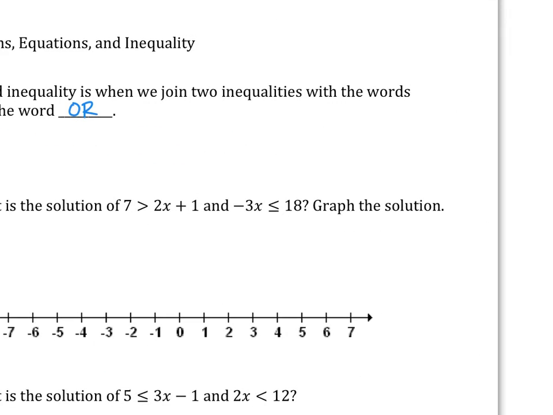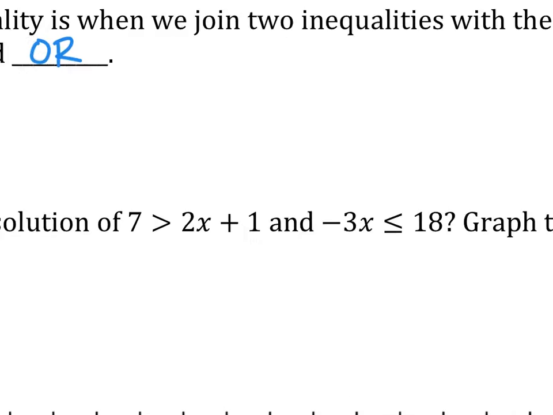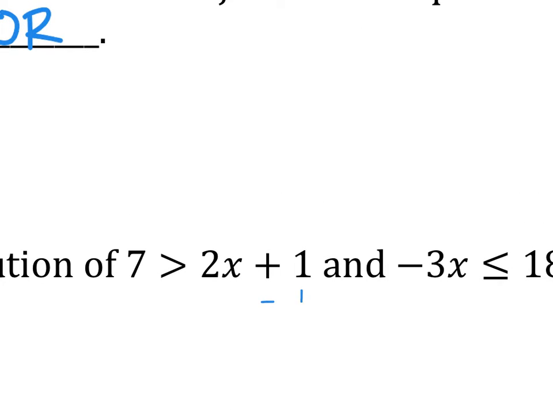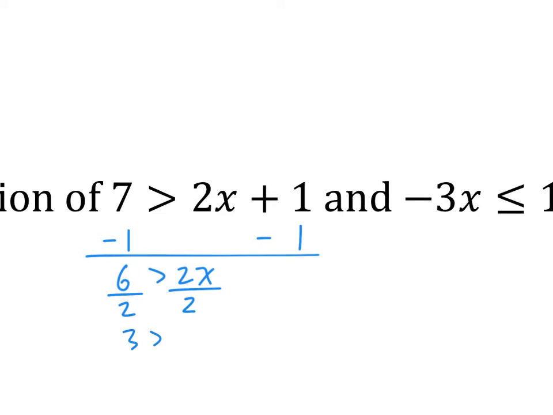What is the solution of this and this? Graph the solution. So this is pretty easy. What you want to do is just solve each inequality by itself. So let's solve this one first. Minus 1, 6 greater than 2x. So divide by 2, 3 greater than x, or the way I wanted everything written, x first, x less than 3.